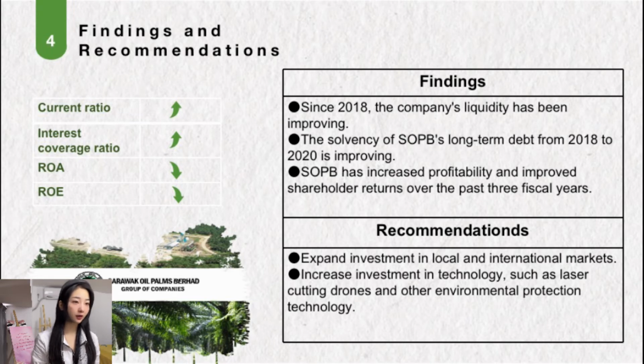Based on the results of the business, environmental, and financial analysis, we can notice that SOPB has kept increasing its financial performance regarding the current business environment it is involved in. There is no doubt that the liquidity of the company keeps improving since the current ratio keeps increasing year by year since 2018, and the ability to cover long-term debt is also improving due to the increase in the interest coverage ratio from 2018 to 2020.